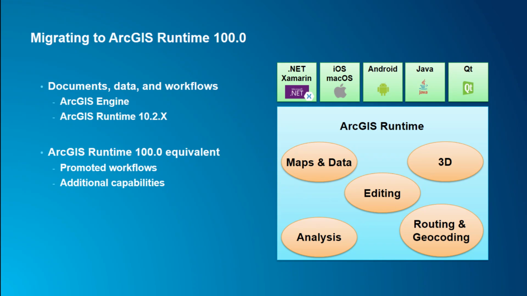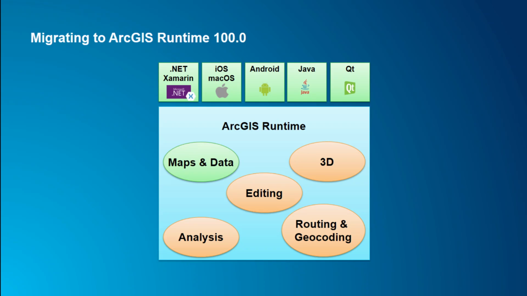As we go through each functional area, then, what we'll try to do is think about ArcGIS Engine to return you to the context of ArcGIS Engine, think about the documents and the data types and the workflows that you implemented in your applications, and the same thing for ArcGIS Runtime 10.2x, and then talk about what the equivalent is in the ArcGIS Runtime 100, what the promoted workflows are, and also some of the additional capabilities that will help that migration from Engine through to the ArcGIS Runtime.